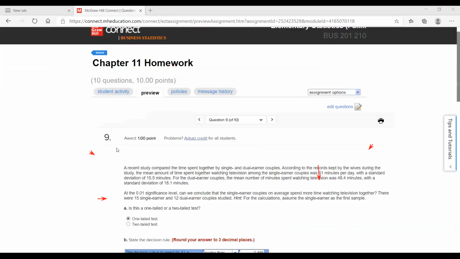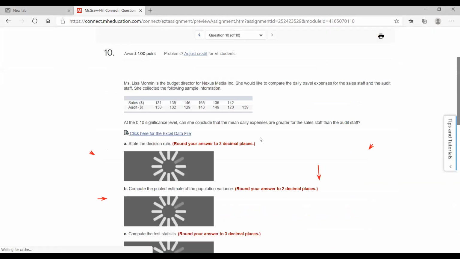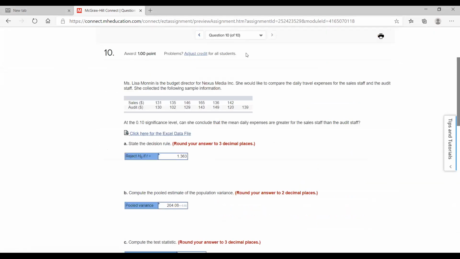All right, so last one, number 10. On this one, what they do is they give you 2 samples. They don't give you anything else. They don't give you the sample standard deviation, so you have to manually calculate this one. I'm going to let you do this. If you need some help, let me know. But you have to calculate the sample standard deviation for each of these 2. That's why they give you the data file. But everything else is the same.